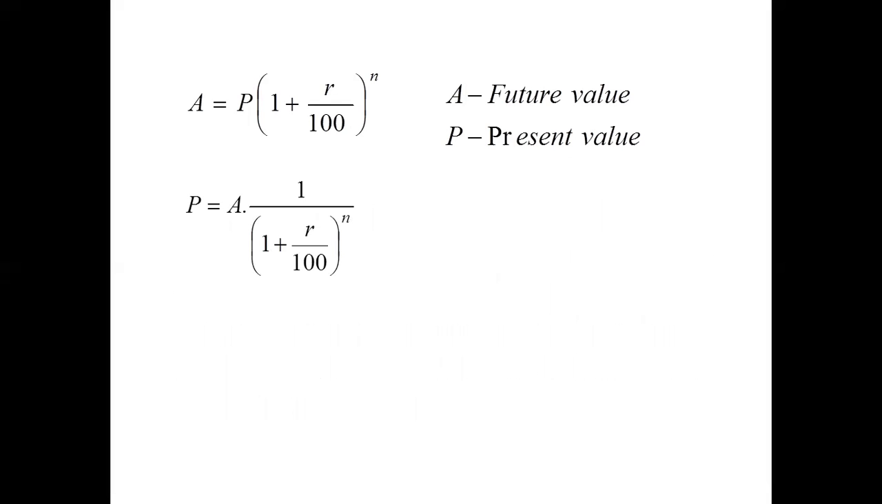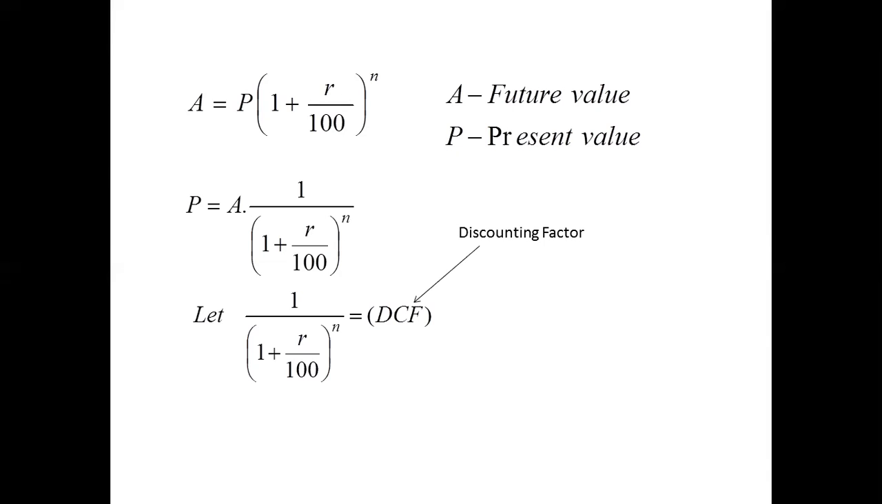Let us rearrange the formula to determine P. Then let 1 over 1 plus R divided by 100 to the power n be the discounting factor, denoted by DCF. Then, P is equal to A times the discounting factor.